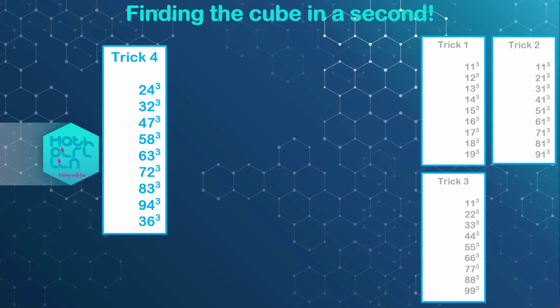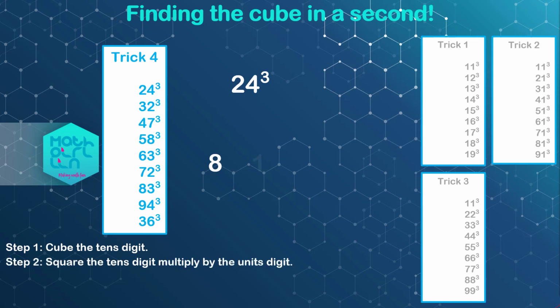Let's take 24 cubed. Step 1, cube the tens digits. 2 cubed is 8. This part will require you to pay a little more attention. Step 2, square the tens digit and multiply it by the unit digit. The tens digit is 2 and the unit digit is 4. So we square the 2 and multiply by 4. 2 squared is 4, multiplied by 4 is 16.